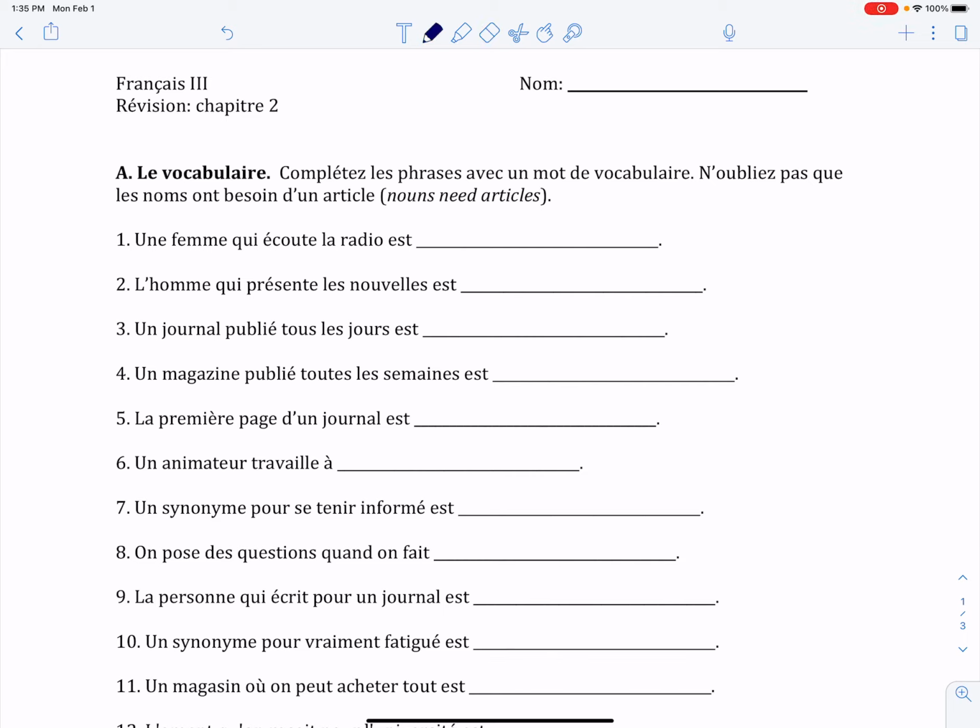Okay, just a little clarification of the directions here and a little bit of a refresher on the grammar. For your vocabulary section, it says complétez les phrases avec un mot de vocabulaire. So all of your answers here will come right from your Chapter 2 vocab sheet. N'oubliez pas que les noms ont besoin d'un article. So any blank where you're putting in a noun as your answer, make sure that your noun has an article in front of it. Le, la, les, un, une, des, whichever one is appropriate for that answer.